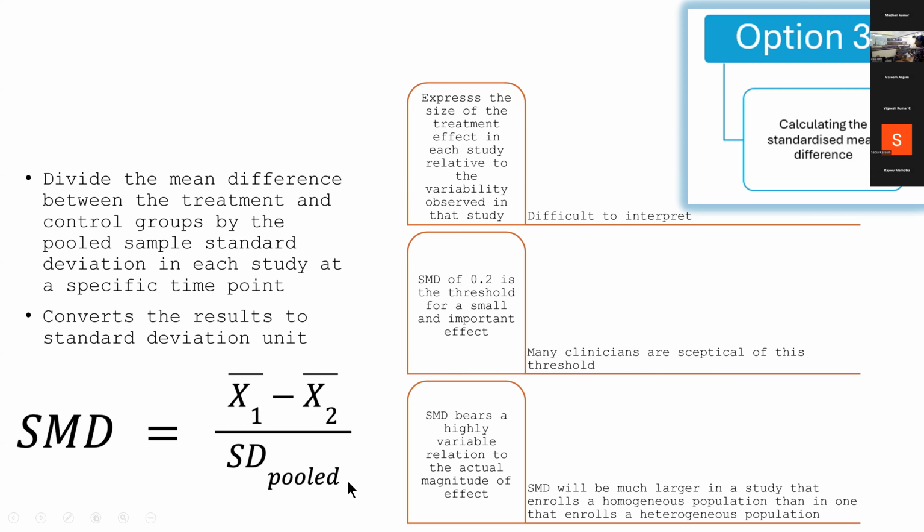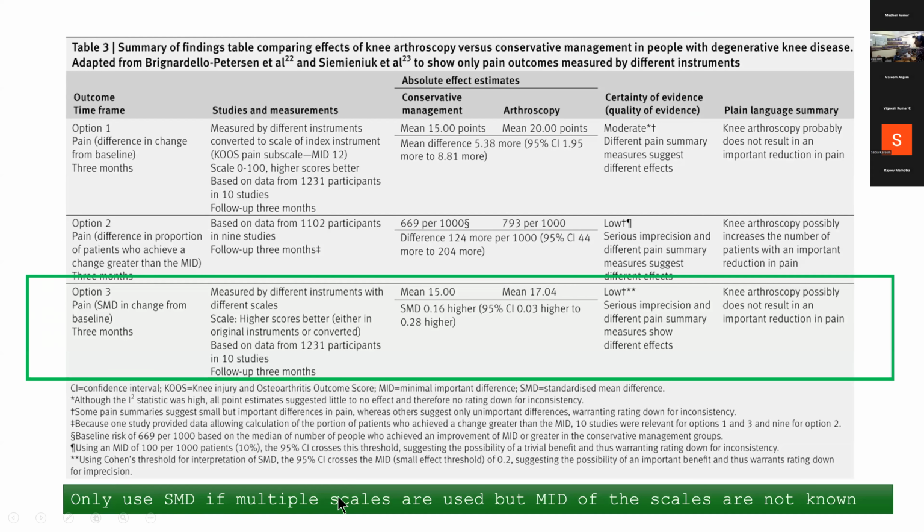Third thing is, as you can see, this actually depends on your variation. Suppose I have two different RCTs with the same magnitude of benefit. But if one population is heterogeneous, my standard deviation will become wide and my SMD will become small. On the other hand, if I have a homogeneous population, my standard deviation will be less and automatically my standardized mean difference will be large. So you only use it if you have multiple scales, but you don't know the MID for each of the scales. So for this same outcome, the SMD improved by 0.16 in the intervention group. I told you that 0.2 is the cutoff. So here also you have a difference, but it's not meaningful.